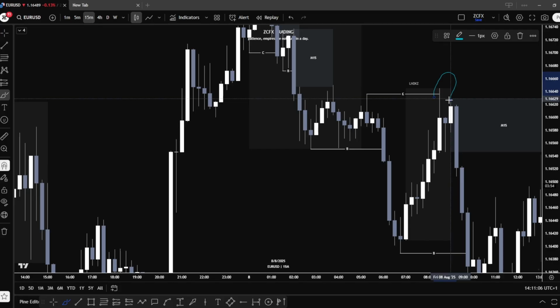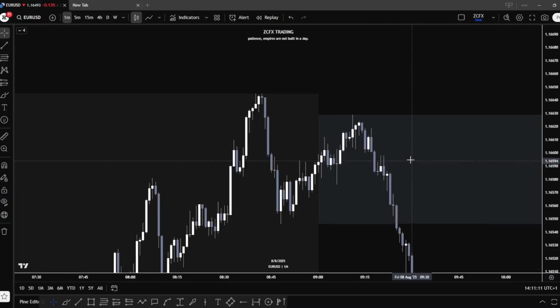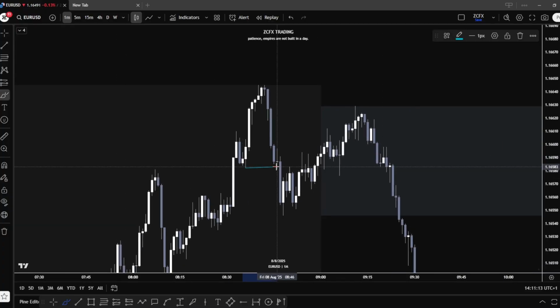So as you can see from there, we got a wick rejection. What do we do? We jump down to the M1 time frame, and what does price do here? We get a market shift to the downside.